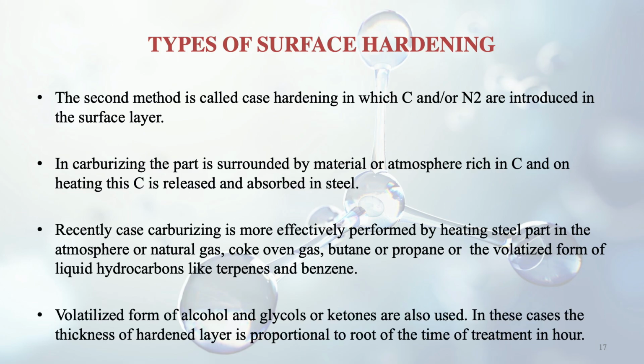Volatilized forms of alcohol, glycol or ketones are also used. So these are different chemicals. Glycol will have an OH bond, if you know that it represents the alcohol group, and then ketones are there, so C double bond O. If you know a little bit of chemistry, these are the things which are being used.